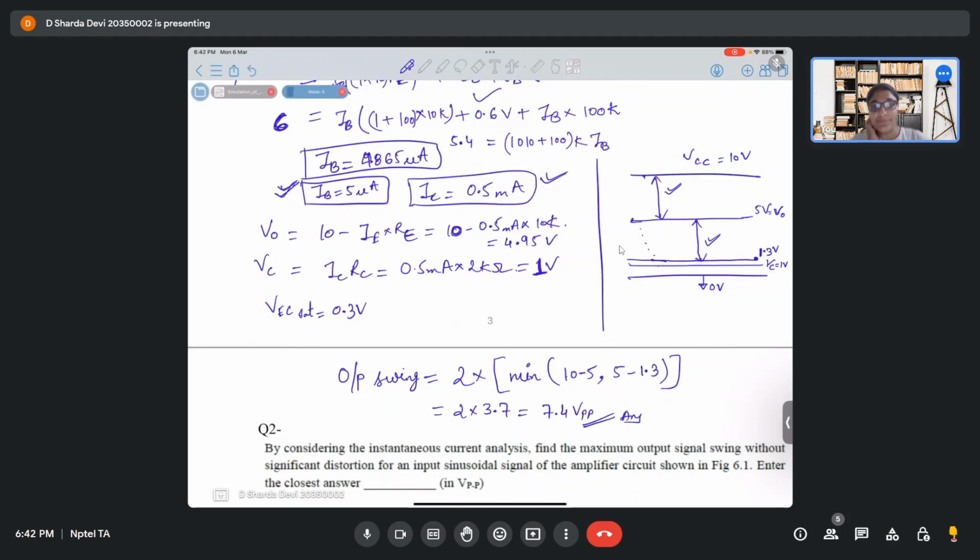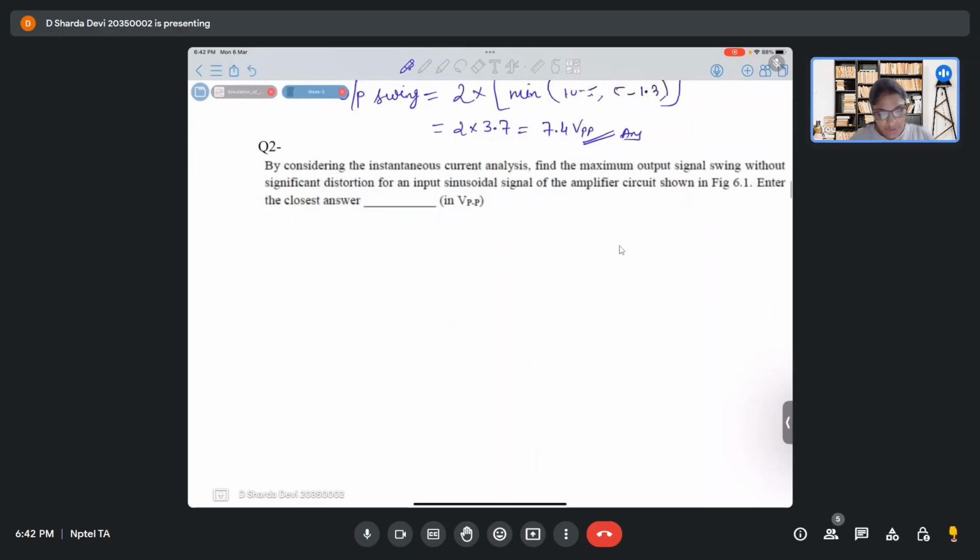Is this clear? Yes, ma'am. Okay, so this is how we found the output swing last time also. So here also we are doing the same thing. Now moving to the next problem.